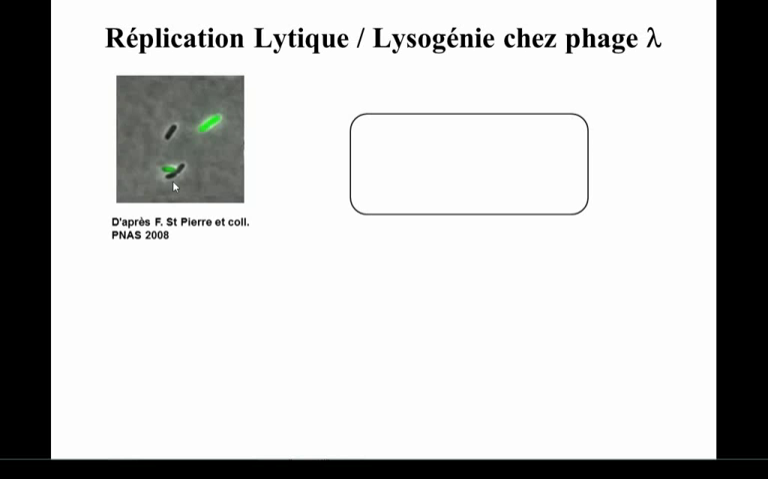Okay, so for a lytic cycle, bacteriophage lambda will start out just like bacteriophage T4. It attaches to the surface of the cell, the DNA is injected, it will circularize, start to express the bacteriophage proteins, replicate its DNA, produce viral particles, and then lyse the cell.